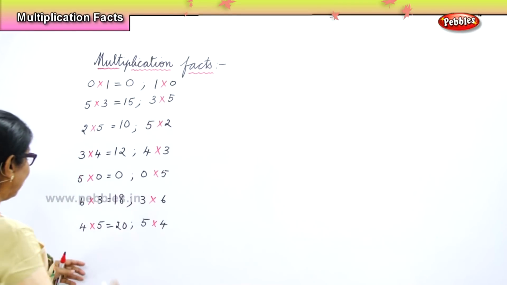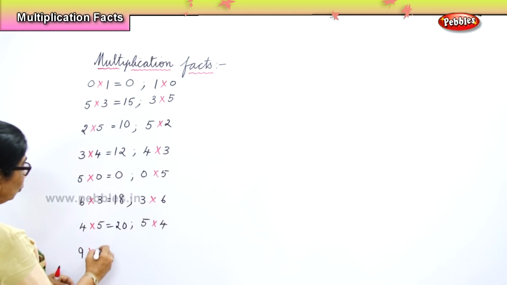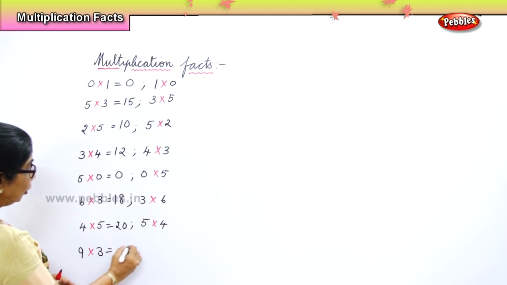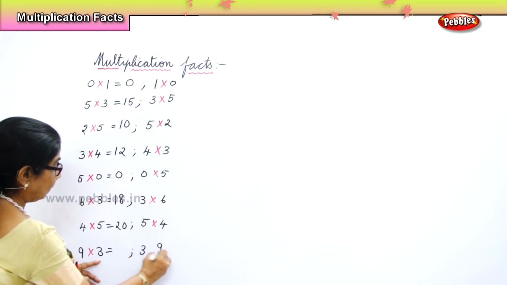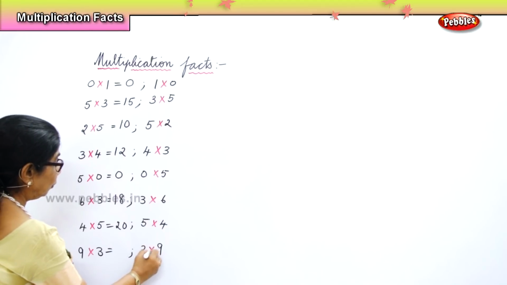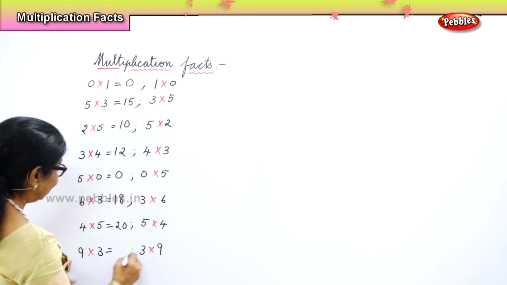Now, let's look at 9. Take another number, 9. What is 9 into 3? 9 into 3 is the same as 3 into 9. What is 3 into 9? 27.